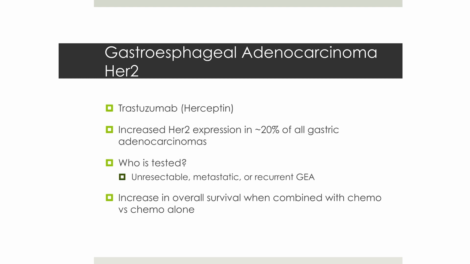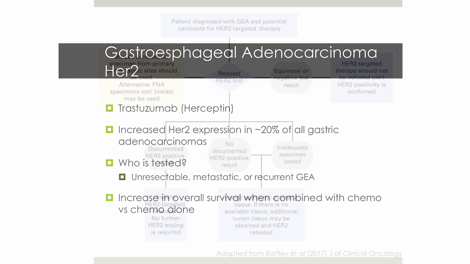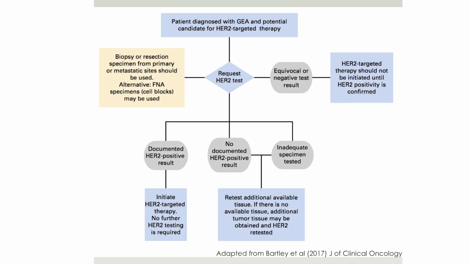The people that are tested are essentially all patients, but it's particularly important for patients who have unresectable, metastatic, or recurrent cancer. And the importance is that there is an increased overall survival when combined with chemo versus chemo alone. This is just an algorithm to show that we test patients who could potentially be helped by HER2 therapy.